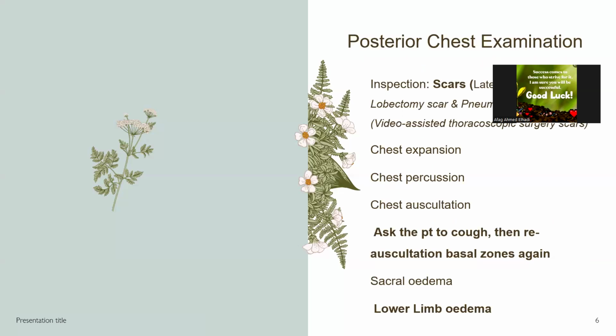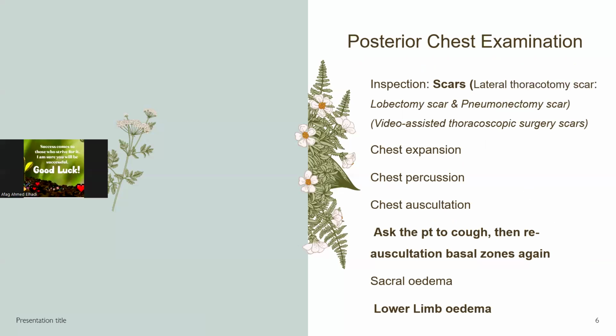And we examine the posterior chest wall. The most important thing in the posterior chest wall is scars. You need to look for the scars. Lateral thoracotomy scars, which are in the lateral chest. You can see part of it when you examine the patient anteriorly, but when the patient is sitting, it's very clear. You can see it from the back, lateral thoracotomy scars.